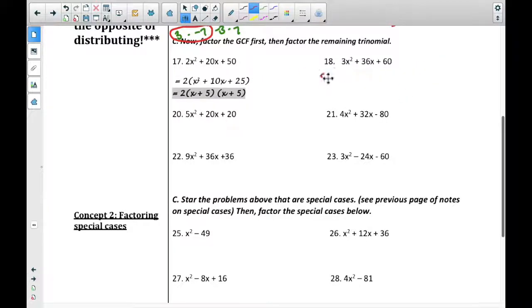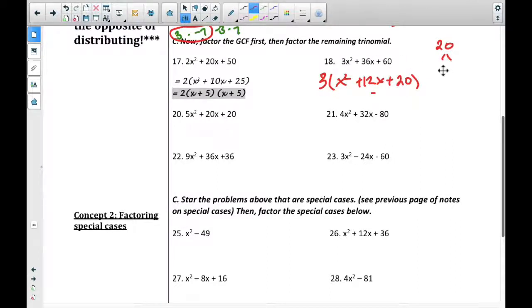Okay, let's look at number 18. What's the GCF? So it's 3. So we then divide out a 3. Okay, so now we've done that. Now we need to think about the factors of 20 that add up to 12. So now we're using this new trinomial, not the original one.